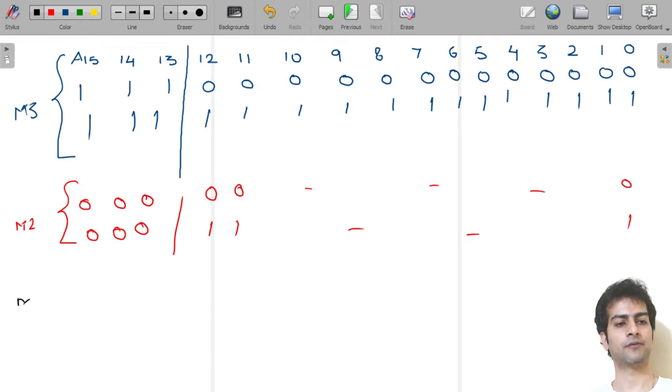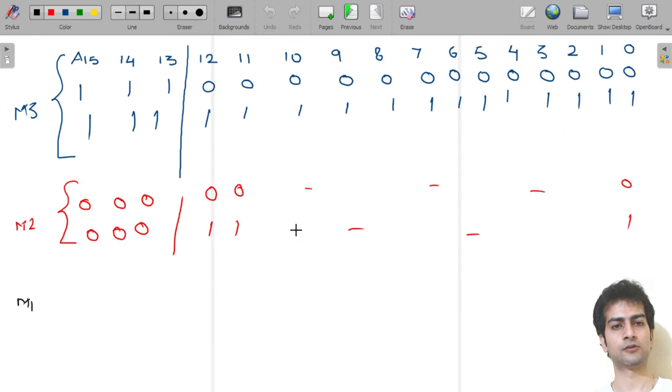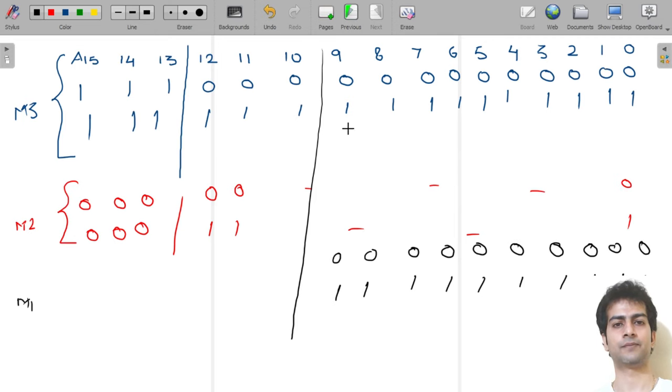Now coming to M1, let's see. M1, the number of address lines is A9 to A0. So A9 to A0. Here I will write first all 0, and then I will write all 1.